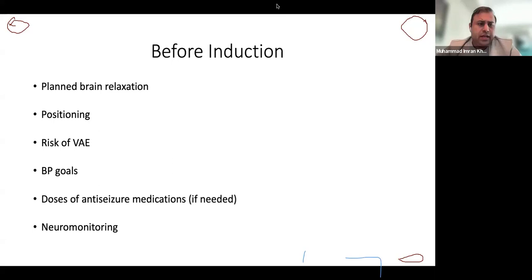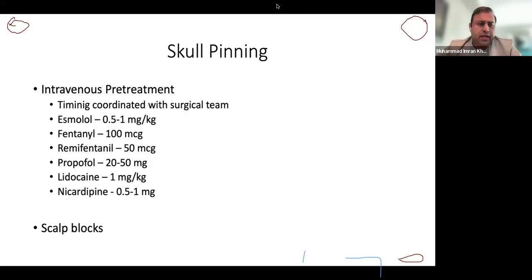by using opioids for minimizing hypertension and tachycardia during skull pinning. Along with opioids you can also use esmolol 0.5 to 1 milligram per kg. You can use propofol 20 to 50 milligram bolus. Some people also use lidocaine in a dose of 1 milligram per kg, and rarely people give nicardipine as well, 0.5 to 1 milligram, but that's also present in the literature.